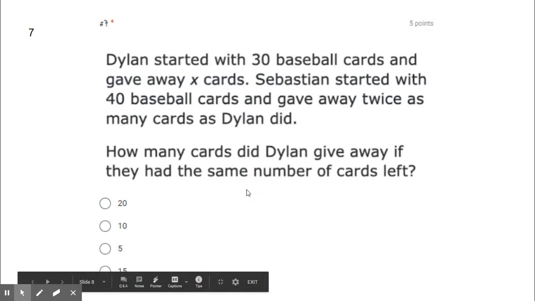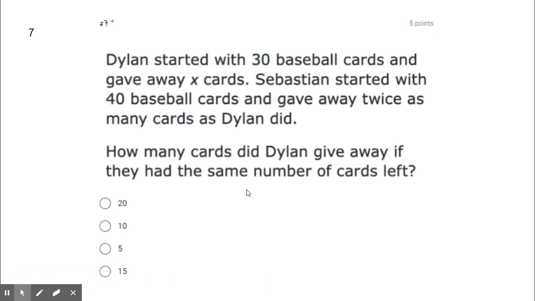Number 7, Dylan started with 30 baseball cards and gave away x cards. Sebastian started with 40 baseball cards and gave away twice as many cards as Dylan. How many cards did Dylan give away if they had the same number of cards left?